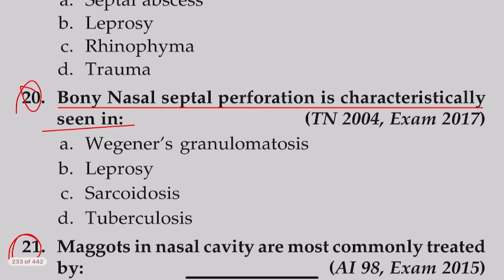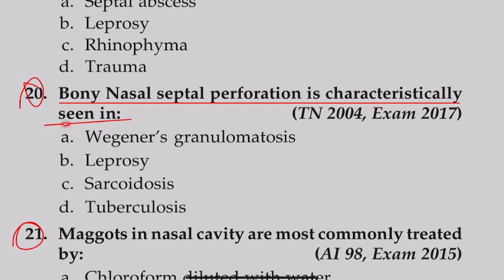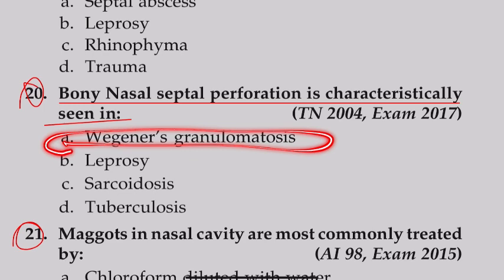Bony nasal septal perforation is characteristically seen in, it is seen in what? Wegener's granulomatosis, right? It is seen in Wegener's granulomatosis.